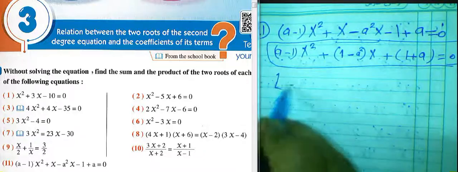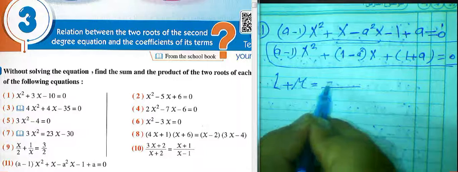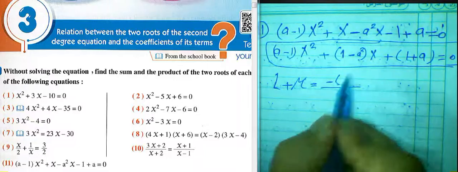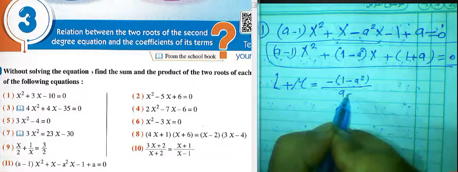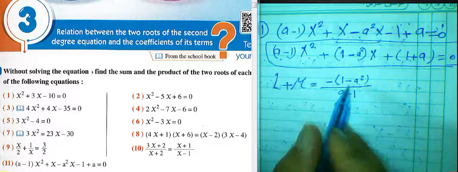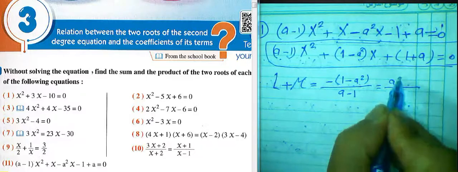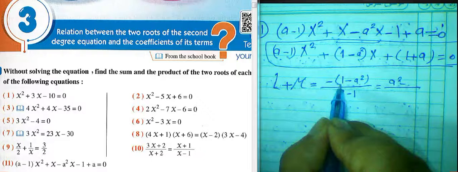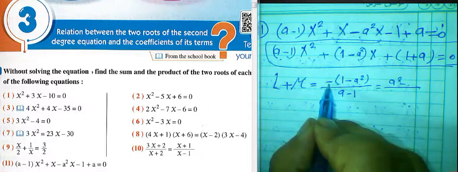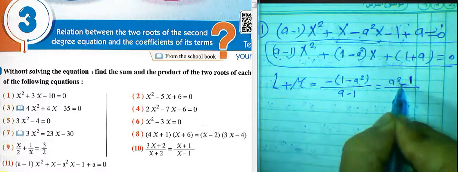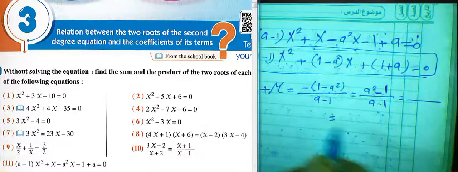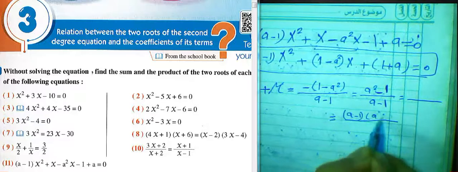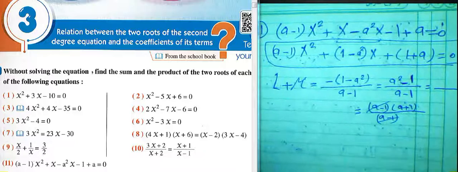We can find the sum of the two roots: negative the coefficient of x, negative (1 − a²) in parentheses, over a − 1. We multiply the negative into the numerator. It will be a² − 1, because we convert the sign to positive, over a − 1. We can factorize it to (a − 1)(a + 1) over (a − 1), and then we can cancel the parentheses with the parentheses.